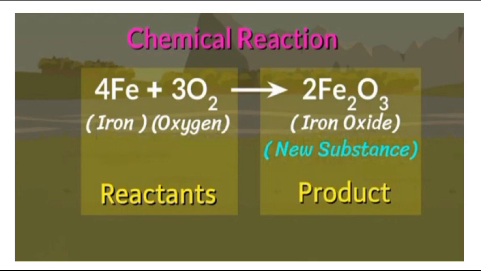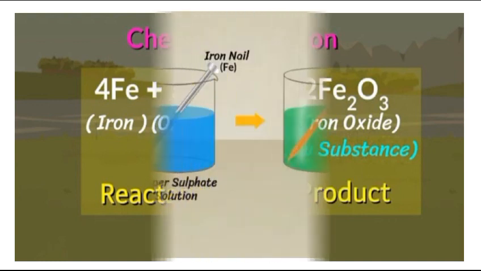Hence, a change in which new substances are formed is called a chemical change, and a chemical change is called a chemical reaction. Ingredients which interact to bring about a chemical change are called reactants, and new substances formed are called products. Let's discuss another example.